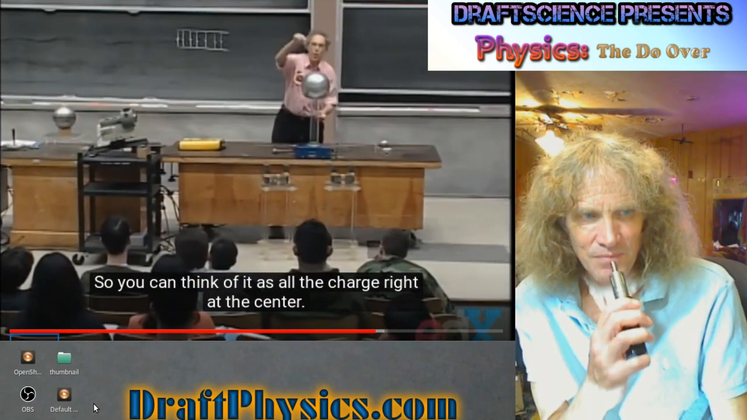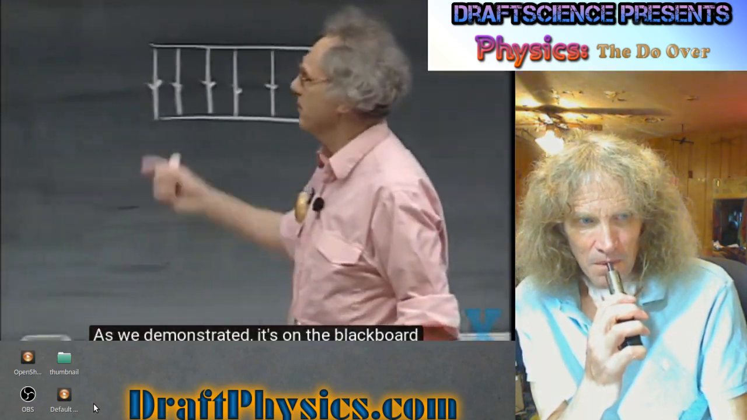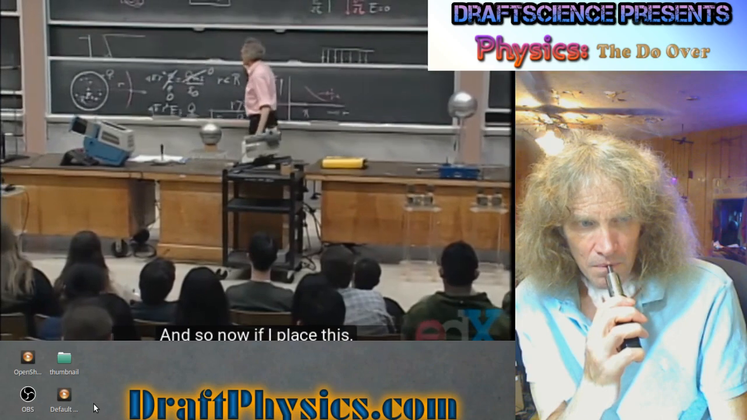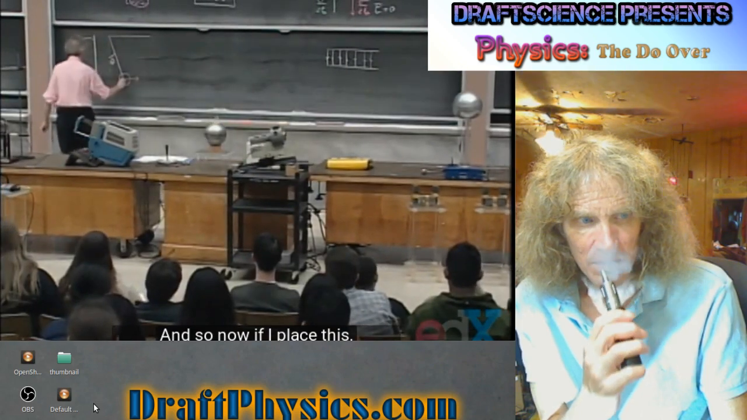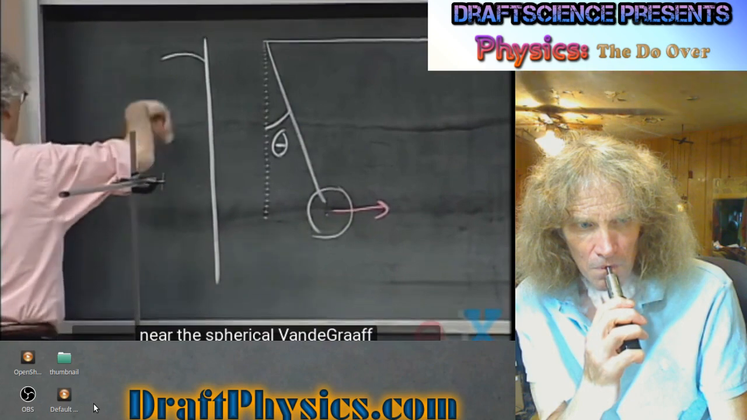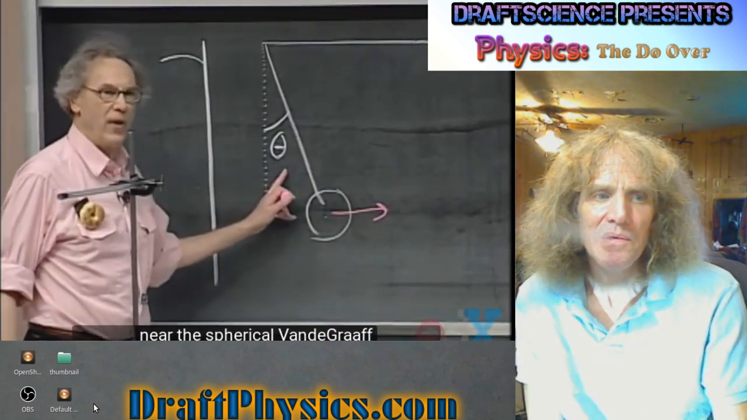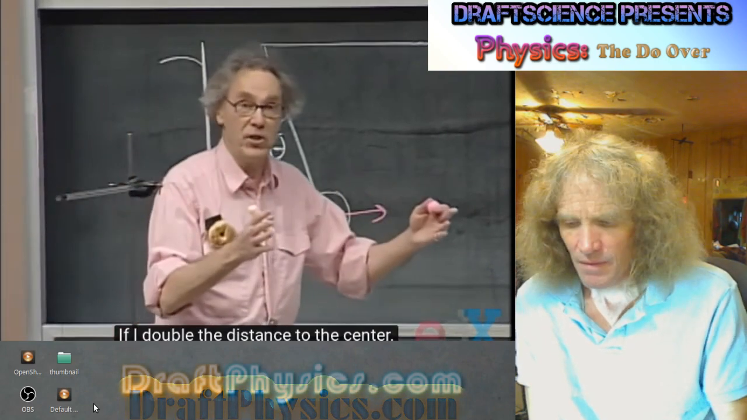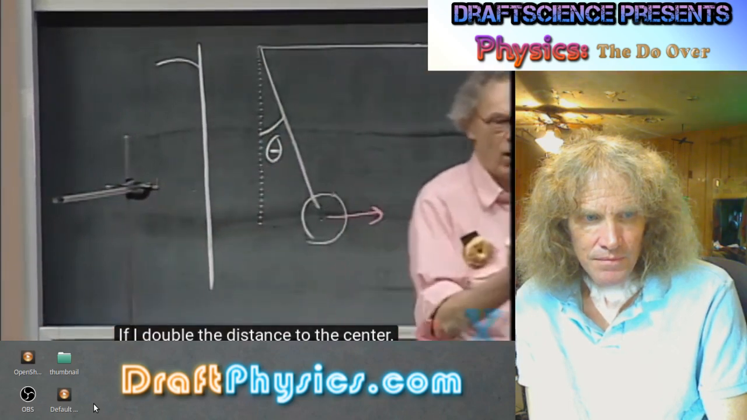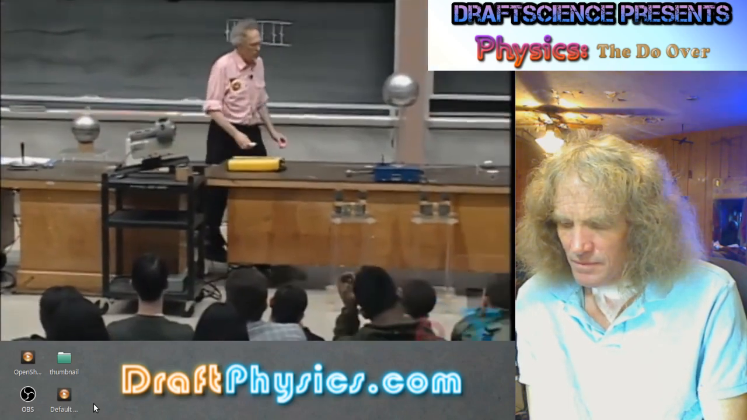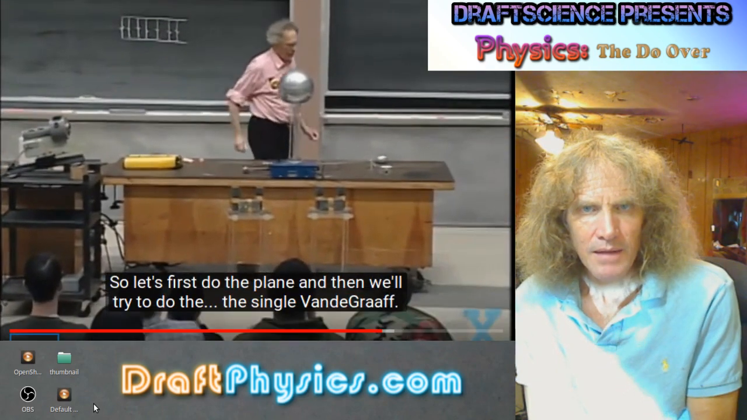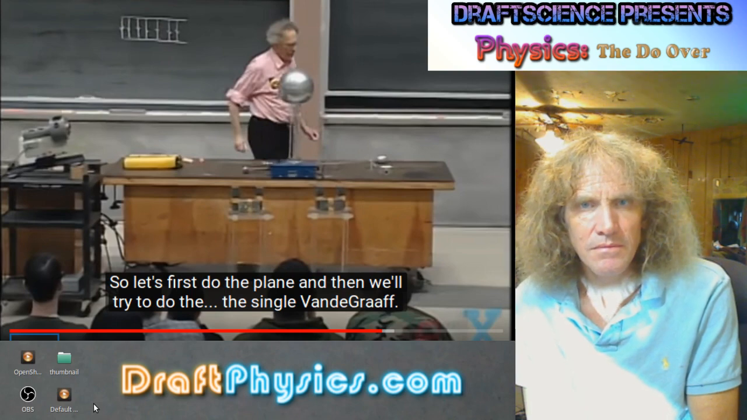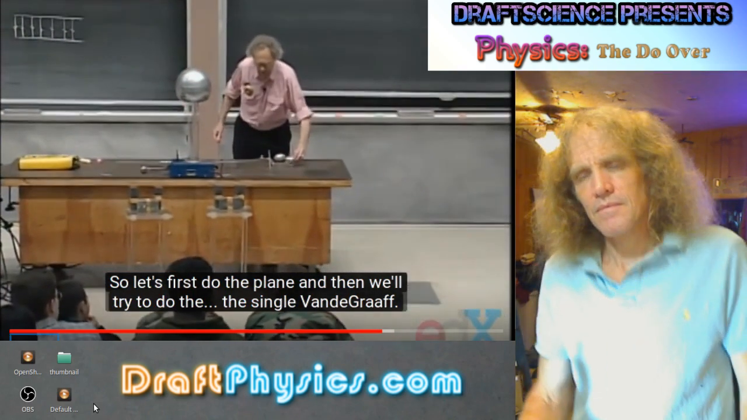Sphere. So you can think of it as all the charge right at the center, as we demonstrated. It's on the blackboard still here. You know, you get that amazing result. And so now, if I place this fishing rod, this balloon, near the spherical Van de Graaff, you will see that this angle theta drops very fast when I start moving my hand away. Extraordinarily fast. If I double the distance to the center, the force on that little object will become 4 times smaller. It's inverse r squared. And I guess in the case of cubed, it would be 9 times, which is a lot.